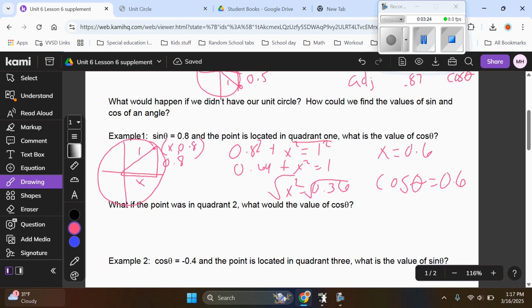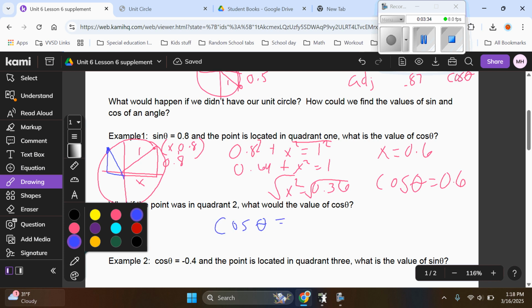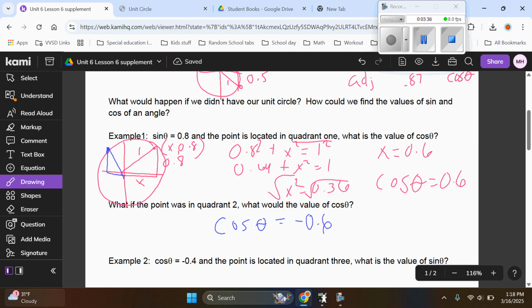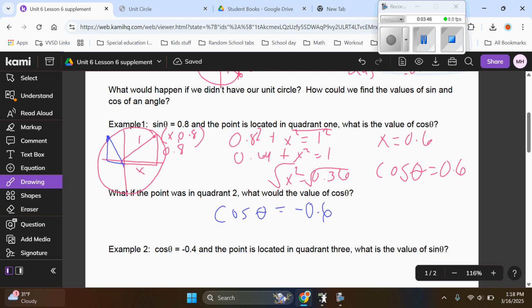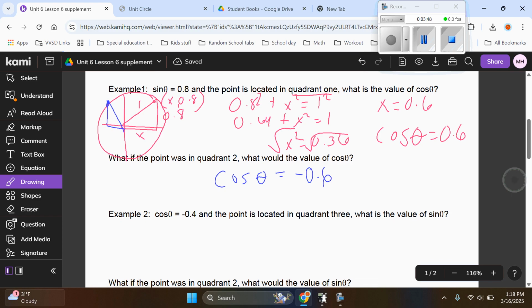What would happen if the point was in quadrant 2? So that means it's over here. Well, it's still the same triangle here, but now the cosine of theta would be negative 0.6. So it's really important that we know which quadrant it is, because that will determine the sign, the positive or the negative value of our answer. Go ahead and pause the video and try example 2.